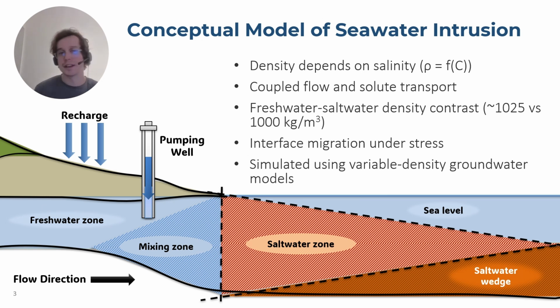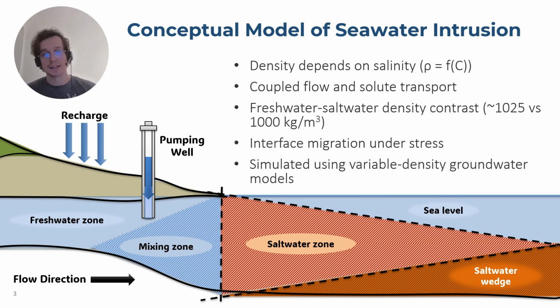Seawater intrusion is fundamentally a density-dependent process. Freshwater has a density of approximately 1,000 kilograms per cubic meter, whereas seawater is approximately 1,025 kilograms per cubic meter. And this density contrast produces a wedge-shaped saline interface beneath the coastal aquifers, as depicted in the image on the screen. Importantly, groundwater flow and solute transport are coupled processes. Density depends on salinity, and salinity distribution depends on groundwater flow, and this feedback requires variable density modeling.